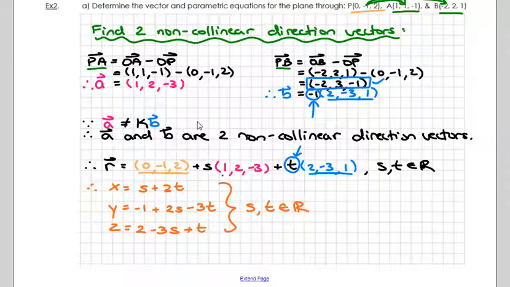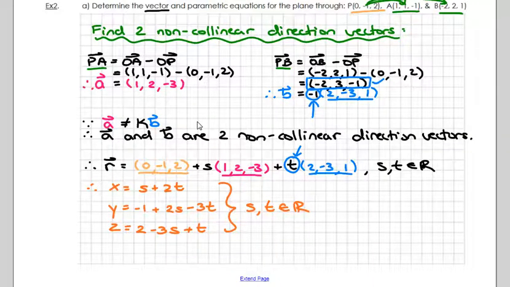Your other direction vector you're going to place right there. And the note right before basically says you want to make sure that these are non-collinear. If they're not scalar multiples of each other, you know that they're actually non-collinear. Okay, so it's just like a little check you want to make. Okay, so we're done our vector equation.